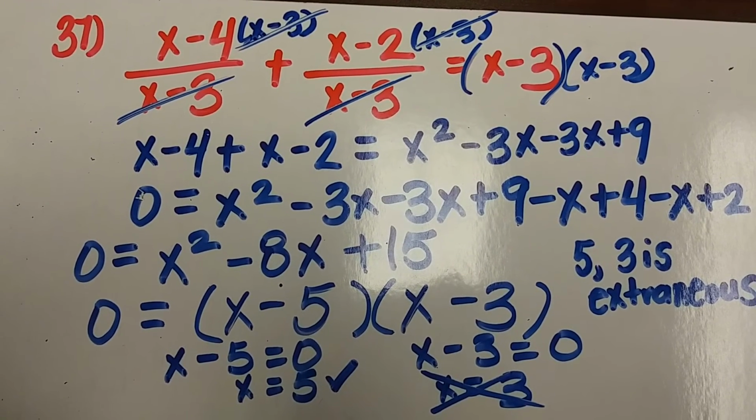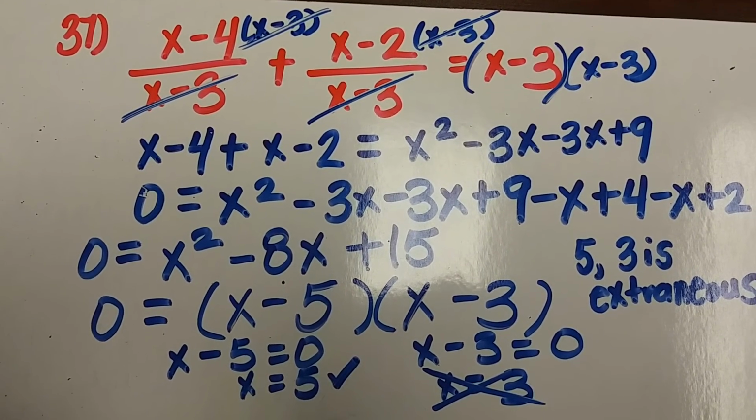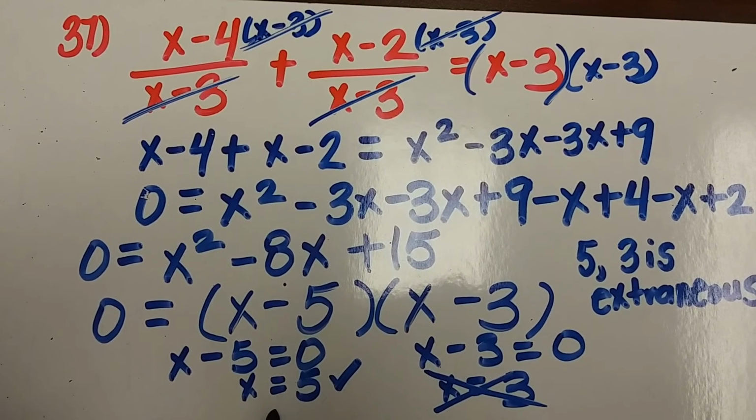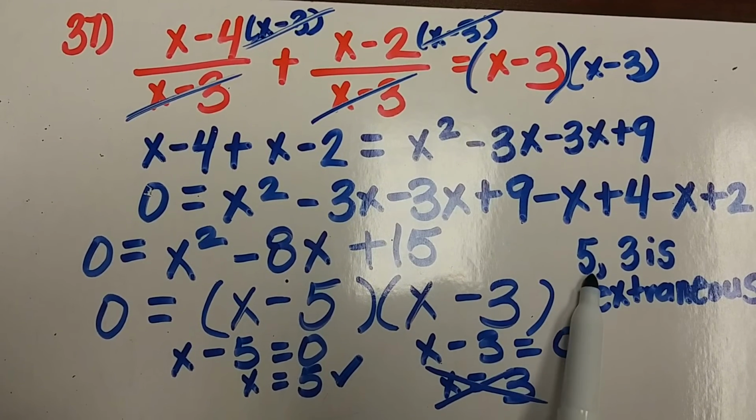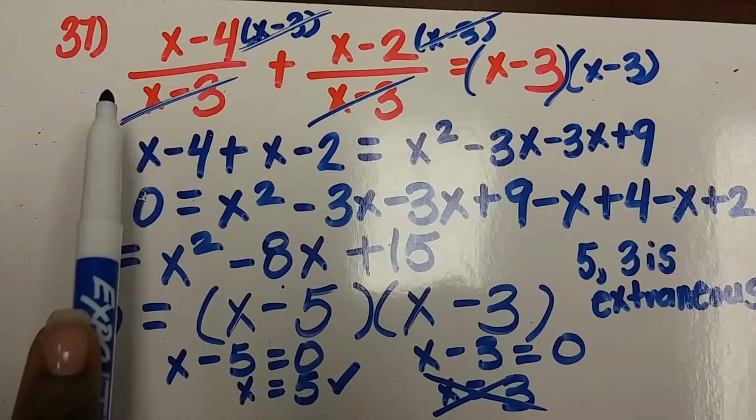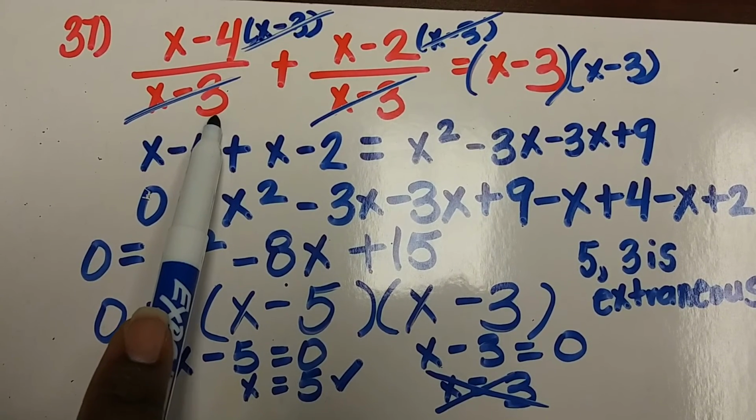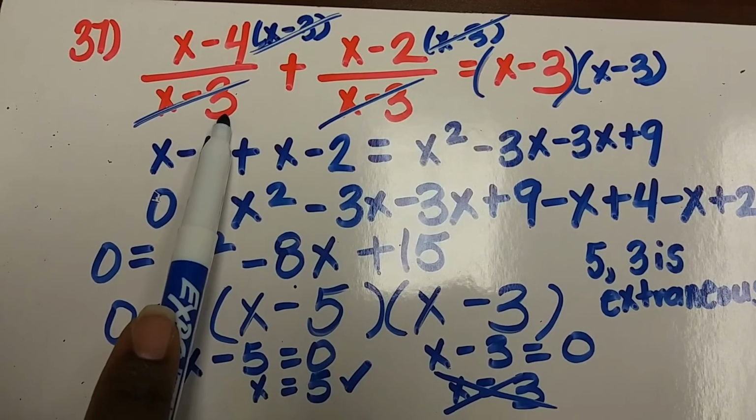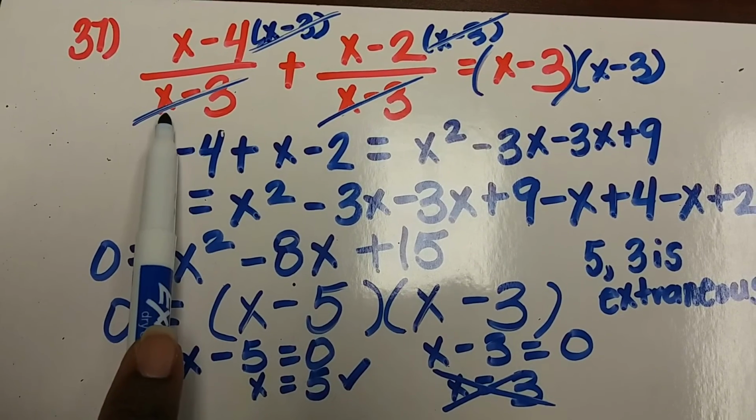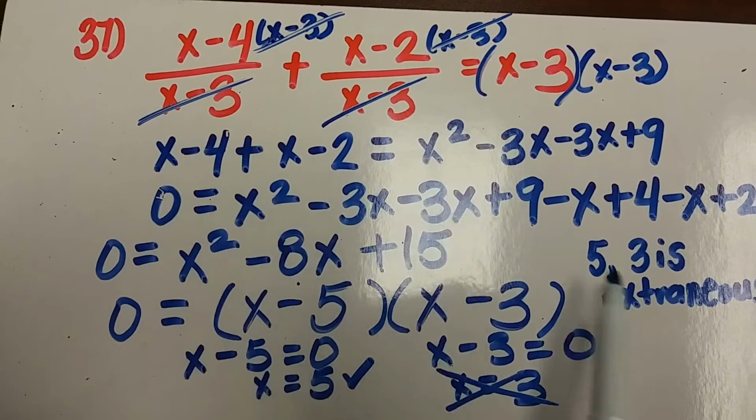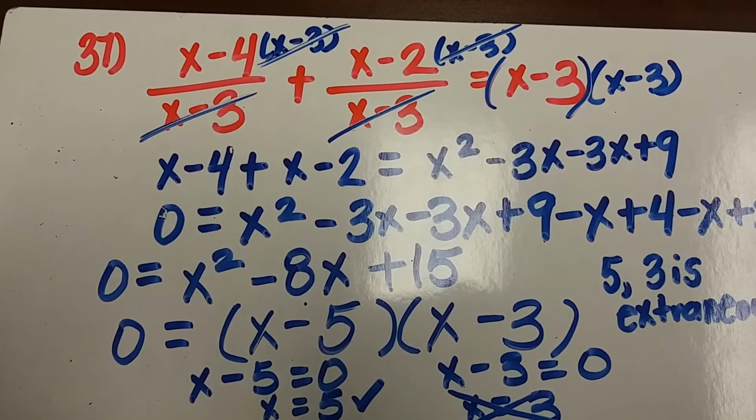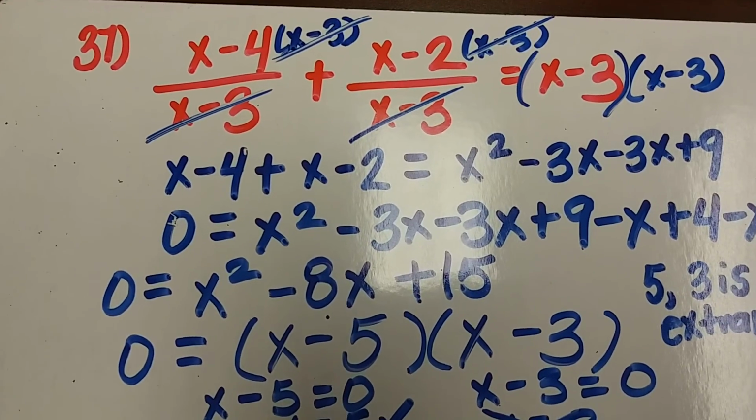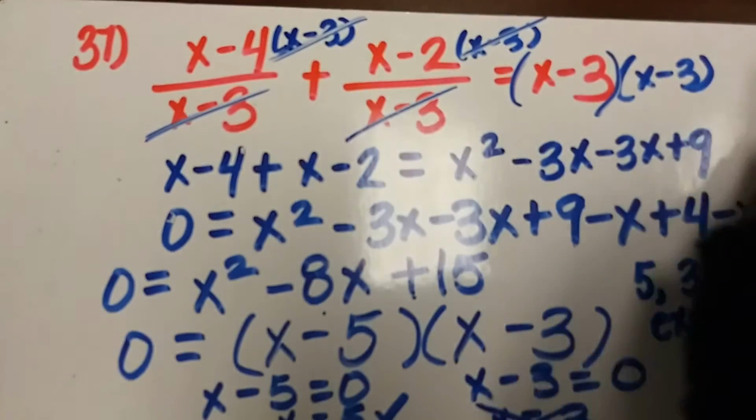You have a null set if none of your answers work for X. But I had an answer to work for X, so that's an actual answer, 5, because 5 minus 3 is 2, not 0. My denominator cannot be 0. 3, however, equals 0. 3 minus 3 is 0, so I can't use 3. Let's try another one.